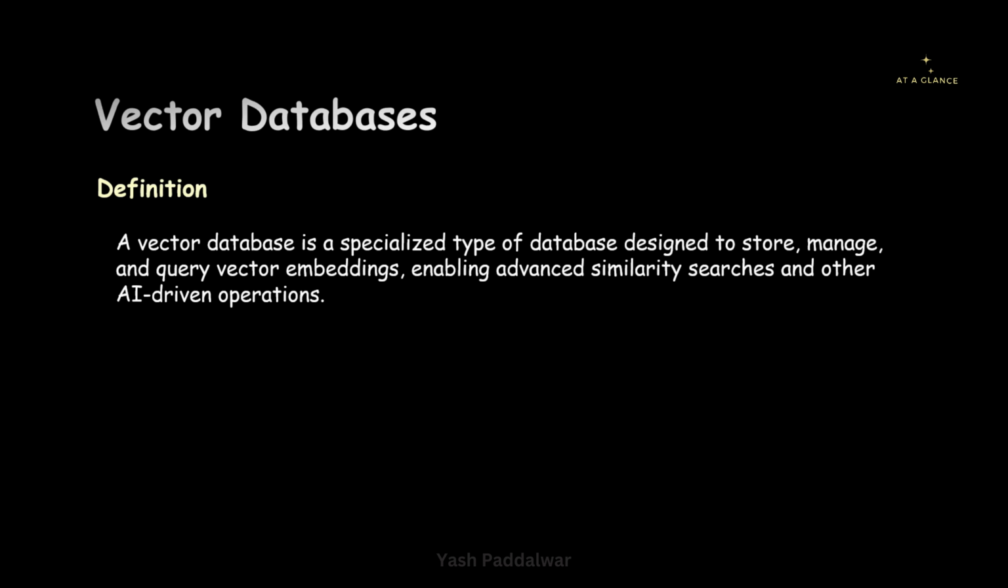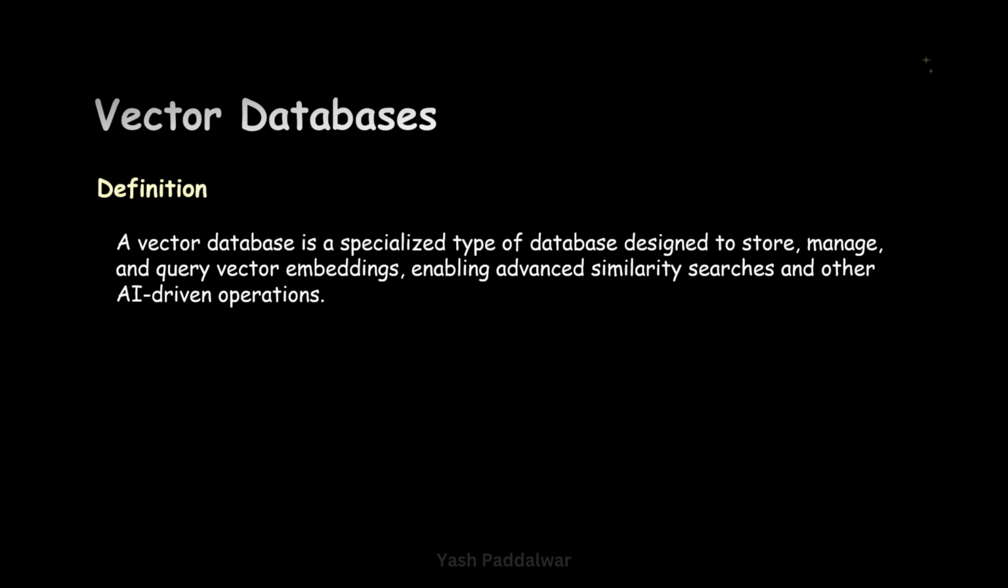In their vector form, it also enables advanced strategies of similarity search, that is nothing but finding the closest entities, and other AI-driven operations like recommendation systems. It enables keyword as well as semantic searching strategies, which further helps to get better results for the RAG pipeline. So I hope the definition of vector databases is clear to you all.